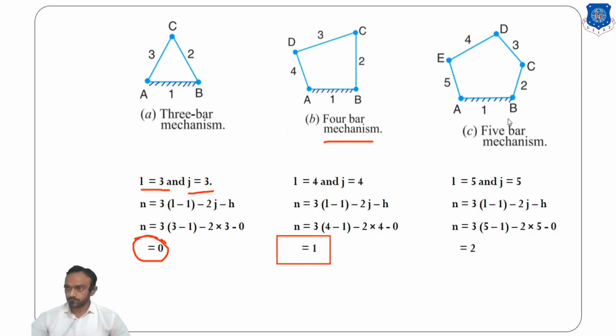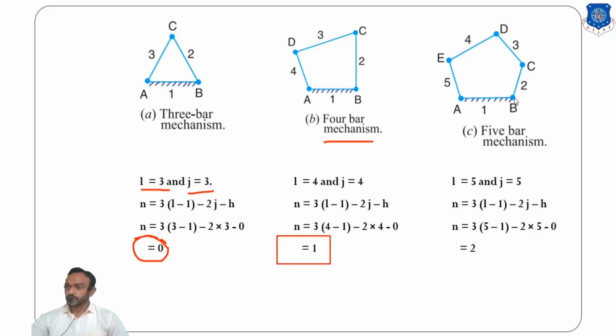Now the last one: 5 links, 1 2 3 4 5, and 5 joints. All joints are binary, so j is equal to 5, and in all of these there is no higher pair, only turning pairs. So h is equal to 0 in all these examples. So what happened? Degree of freedom 2. Why is the degree of freedom 2? What is the meaning of degree of freedom 2?